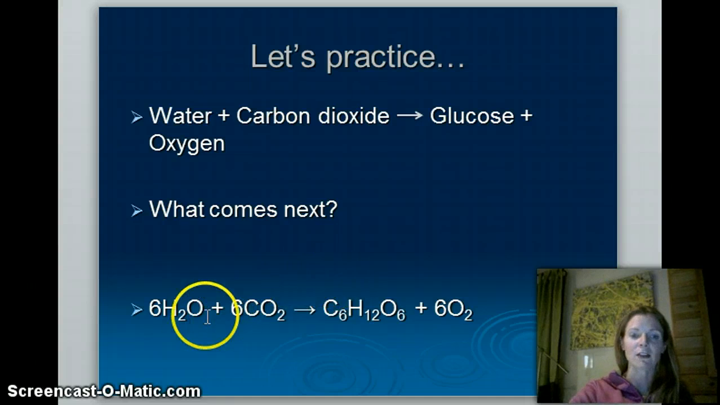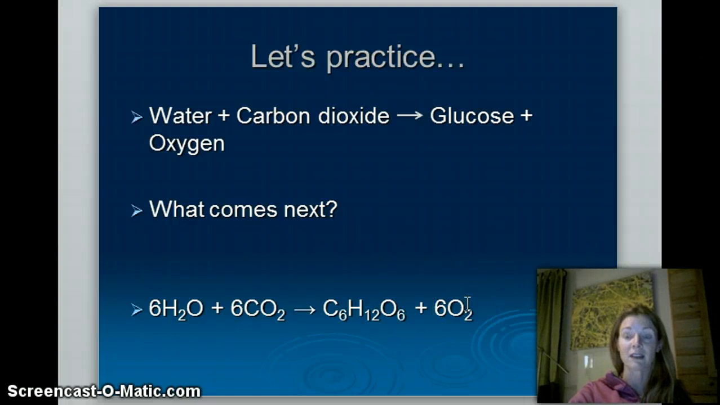So in order to do that, you start to go through and figure out, how can I get 12 hydrogens? Well, let's put a 6 there. 6 times 2 is 12. Okay, then you have 6 oxygens here. Then you have to add another 6 over here because you have to balance everything out. Now this is a little bit harder of an equation. We'll start off easy, I promise.